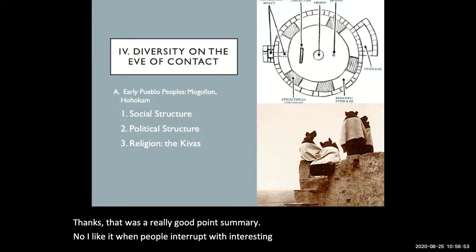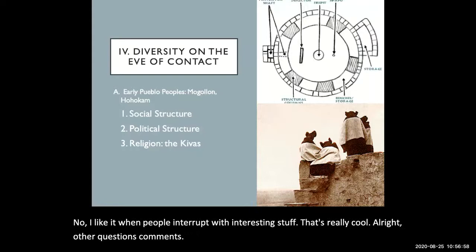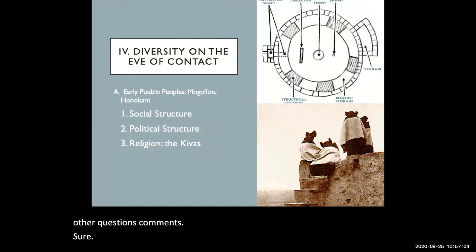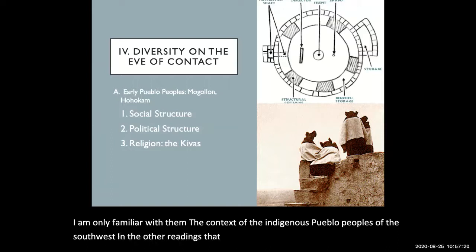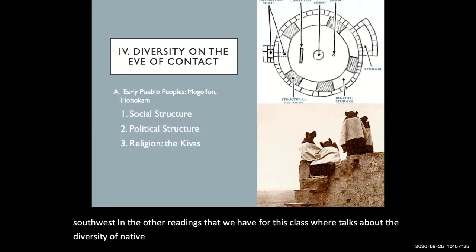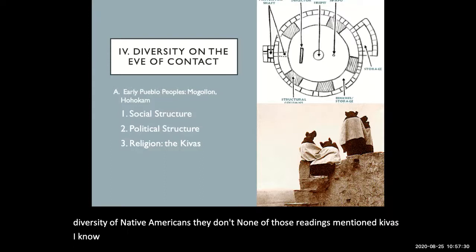Other questions, comments? Yeah, I have a question about the kivas. Were they strictly related to the Pueblo Indians, or did other tribes also have them? I am only familiar with them in the context of the indigenous Pueblo peoples of the Southwest. In the other readings that we have for this class, where it talks about the diversity of Native Americans, none of those readings mention kivas. I know that, for example, California Indians didn't have them, and the indigenous peoples of the Northeast didn't have them. So that's about all I can tell you. Good question.